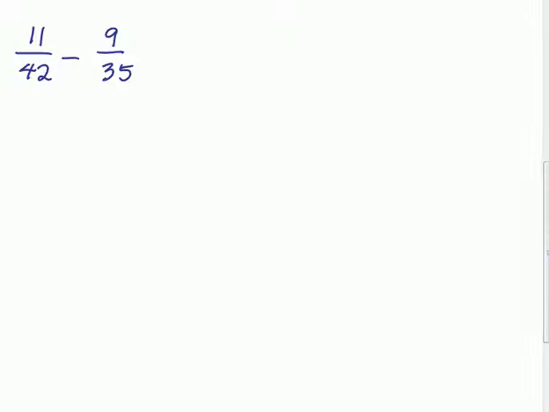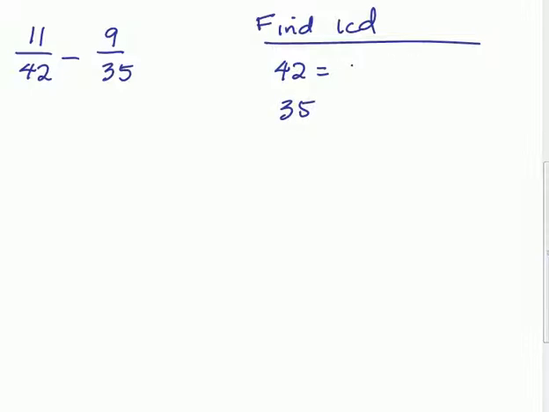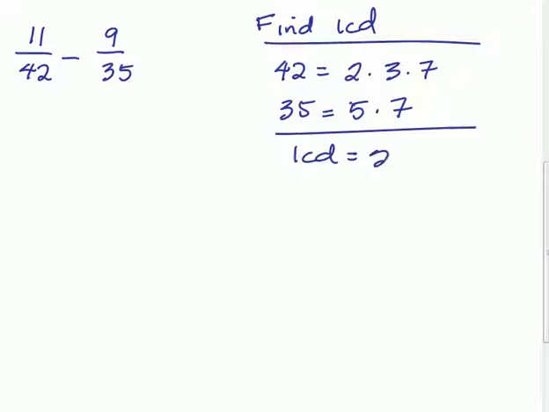We've got to find that LCD, and we know how to do it. We take our denominators and we tear apart what they're made of. 42 would be 2 times 3 times 7, and 35 would be 5 times 7. So our LCD is going to equal 2 times 3 times 5 times 7.